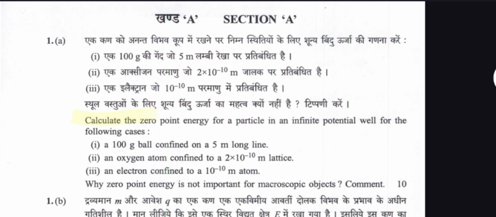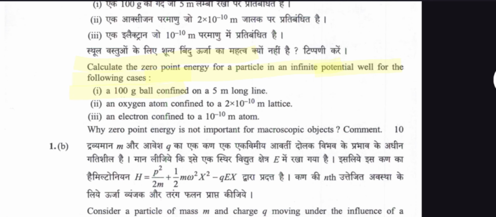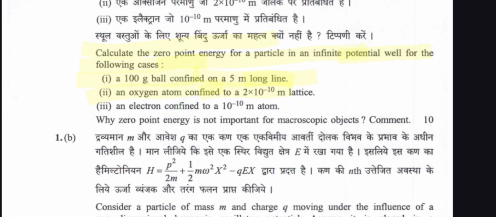Section A. Calculate the zero point energy of a particle in an infinite potential well for the following cases. 1. A 100-gram ball confined to a 15-meter long line. 2. An oxygen atom confined to a 2 × 10^-10 meter lattice. 3. An electron confined to a 10^-10 meter atom. But zero point energy is not important for a macroscopic object. Comment on this.